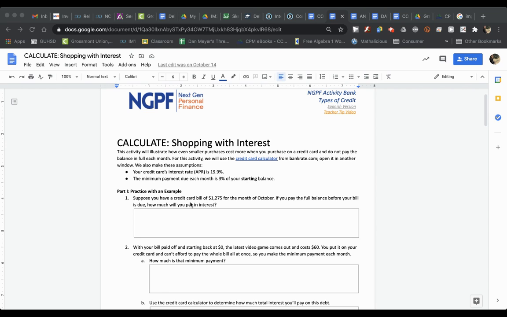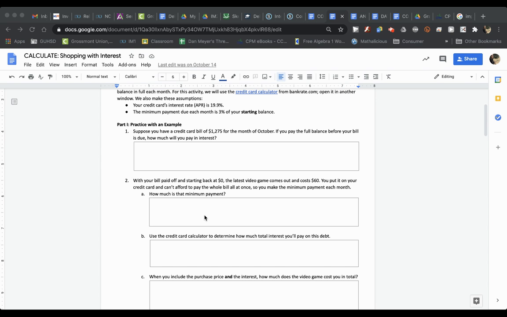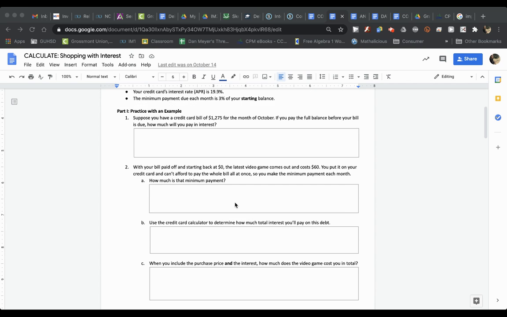So, suppose you have a credit card bill that's $1,275 for the month of October. If you pay the full balance before the bill is due, how much do you owe in interest? Well, if you pay it before the interest is accrued at that time, you only pay what the actual balance was, which is 1,275. So, how much interest will you have? None.